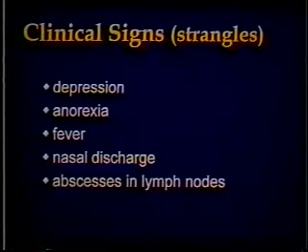The clinical signs of strangles in horses are depression, anorexia or the refusal to eat, fever, a nasal discharge, and there may be abscesses, frequently formed in the lymph nodes of the head. In this slide, we are showing an extension of the Streptococcus infection by showing abscessation in the lungs of this horse.